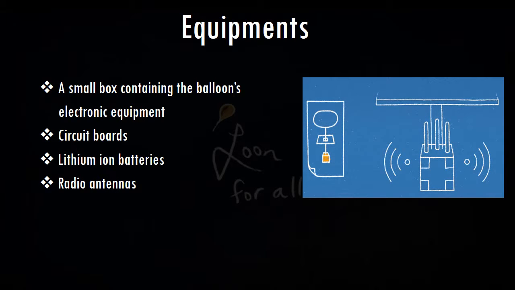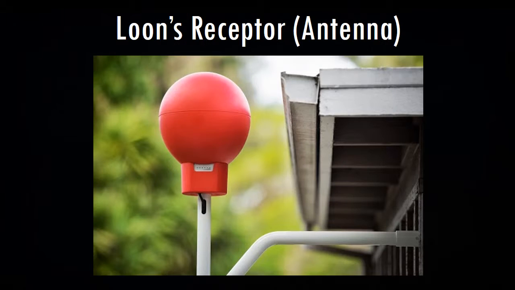Now there is the third layer, which is the equipment box. It is a small box containing the balloon's electronic equipment. The electronic equipment consists of circuit boards, lithium-ion batteries, and radio antennas. Circuit boards are for the conversations between the balloon and the ground station. Lithium-ion batteries are for the power, and radio antennas are for sending and receiving.